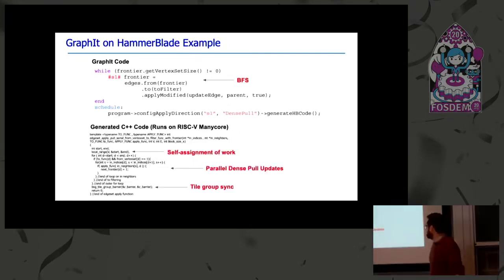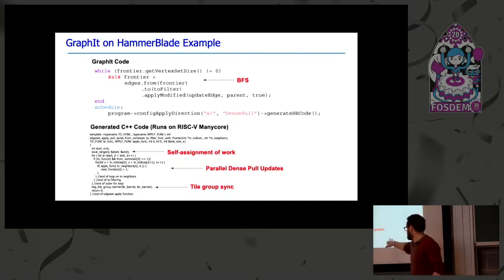Here's the generated RISC-V code. It's C++ code. The work is self-assigned. We have a local range function, and then we are doing a parallel dense update. And then finally, when all the work is done, we do a tile group sync.